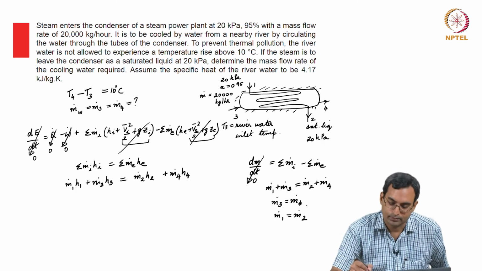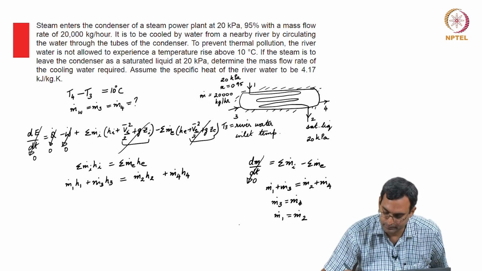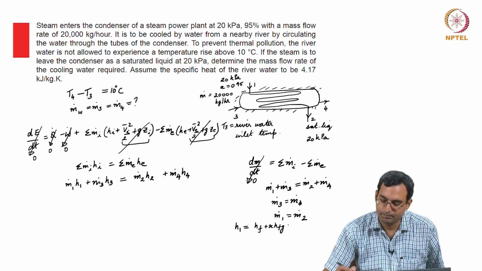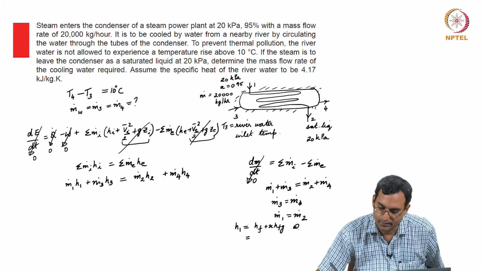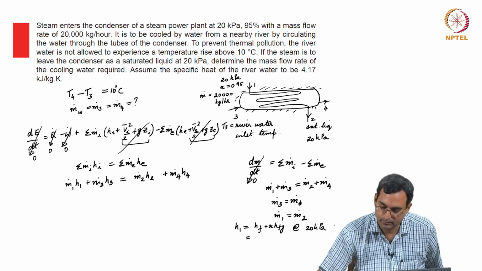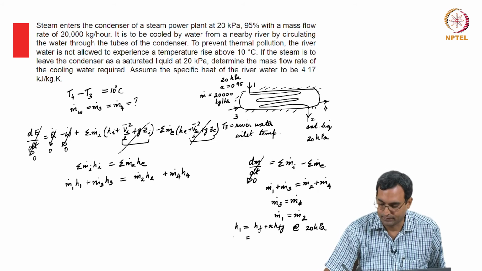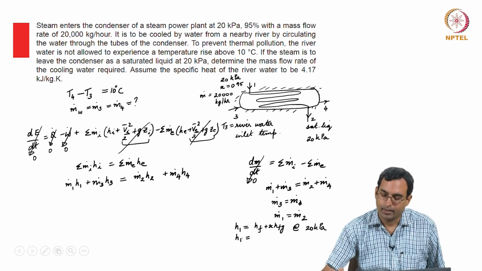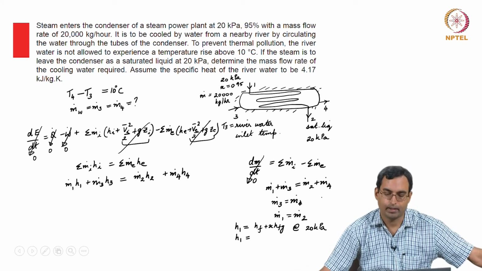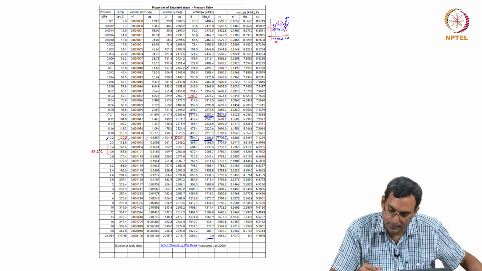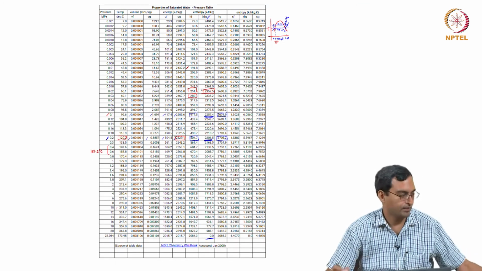So, at 1 we can find out the enthalpy. This is steam, and this entire thing is at 20 kilopascal. At 2 we know it is saturated liquid, so it is essentially h f itself. So, let us find out these values. The pressure is 20 kilopascal, which is 0.02 megapascal. So, let us go to this table. Okay, we have 0.02 megapascal. The enthalpy of the liquid is 251.4 and 2357.5.